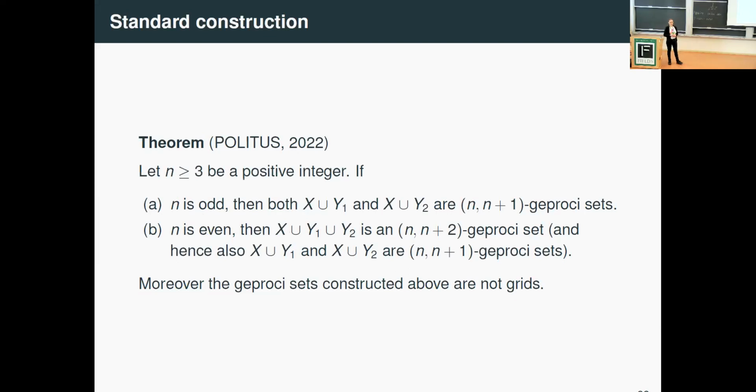And in case n is even, then also the set X plus Y1 plus Y2 is an n times (n plus 2) Geproci set. And also the sets mentioned in the first part are Geproci sets. And moreover, the sets constructed by the standard construction are not grids.